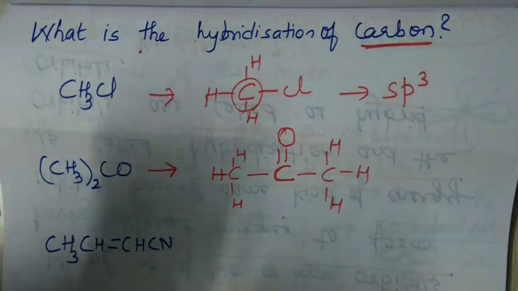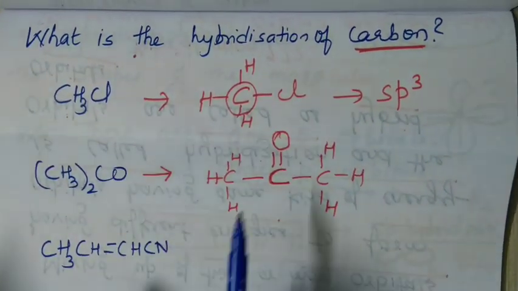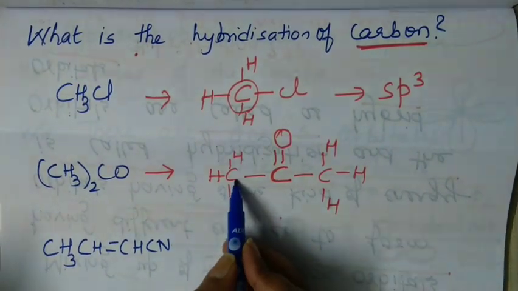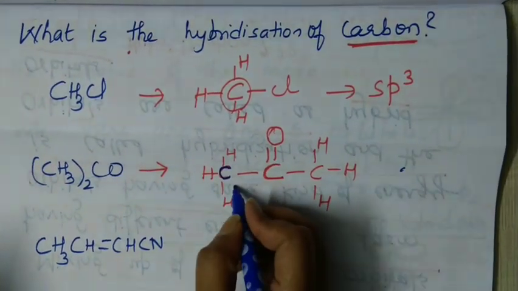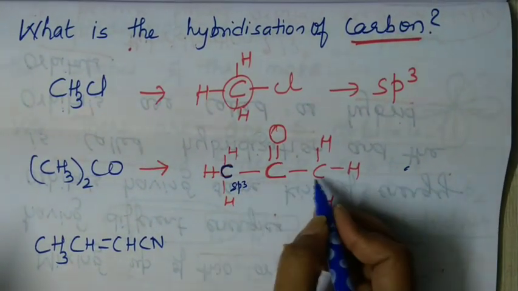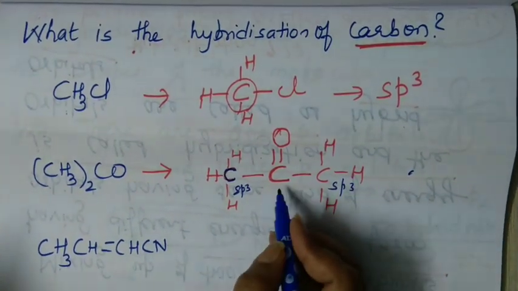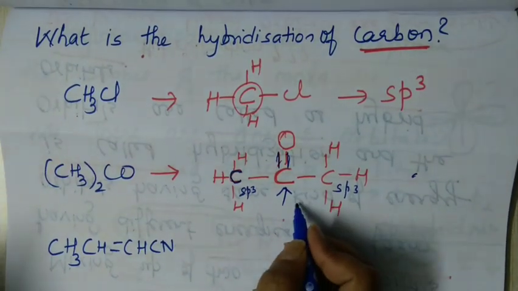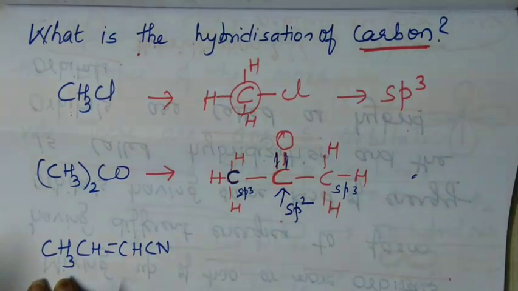So what is the hybridization of carbon here? So if single bond is present, then it is sp3. So here this carbon is sp3. I shall write it here only. How about this? Everywhere single bond, sp3. How about this? You have double bond. Therefore it is very good, sp2. Coming to the third example.